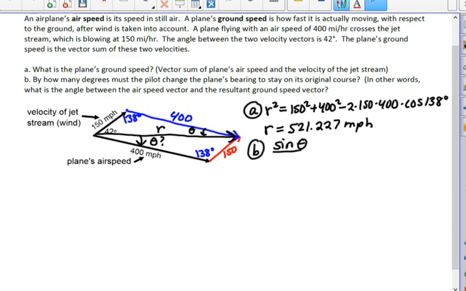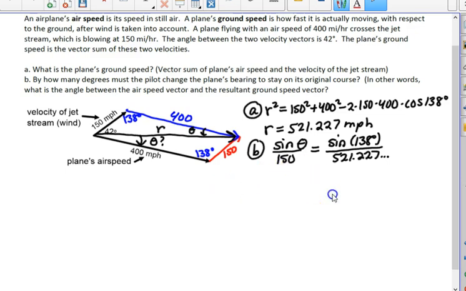But I'm just going to show you that if I know it's acute, it's okay to use law of sines. So I'm going to say sine of theta over 150. Notice I'm putting the sine in the numerator since I'm solving for the angle. This makes the computation easier. And then I have to find another pair of angles. The only other angle I know is 138 and I know r. So I'm going to say this is sine of 138 degrees divided by r, which is 521.227.